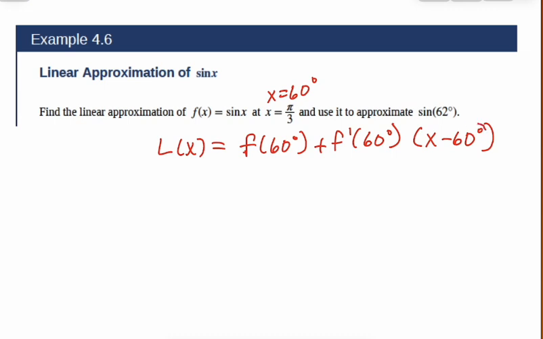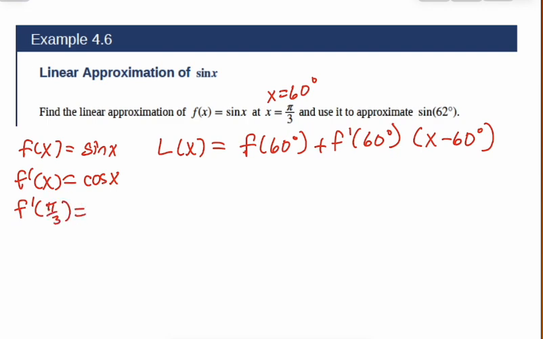And I think this one, we might have to put in radians, but we'll deal with that in a minute. Okay. So let's think about what we know. Well, our function is the sine. The derivative is the cosine. Still got to know all your derivatives. So what is the derivative at pi over 3? Or 60 degrees.